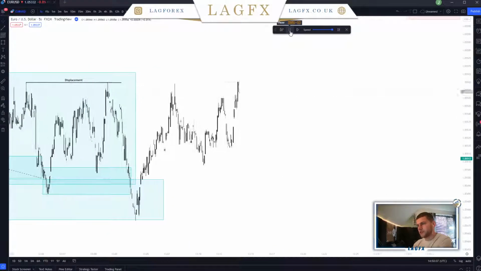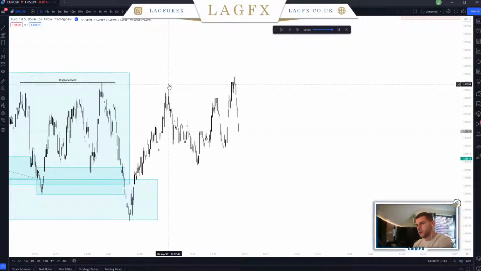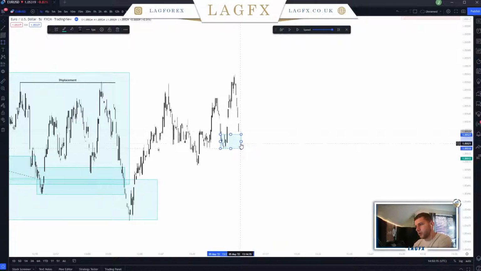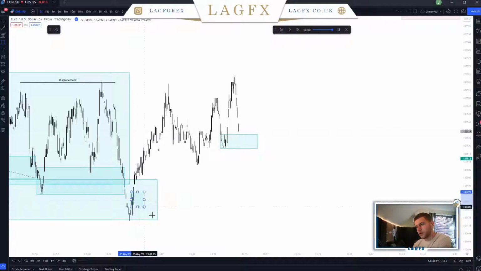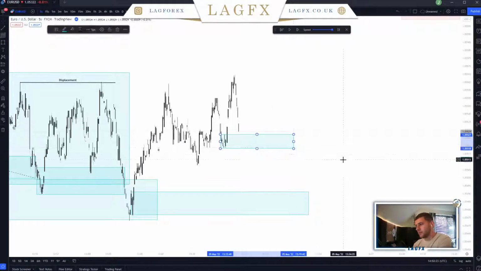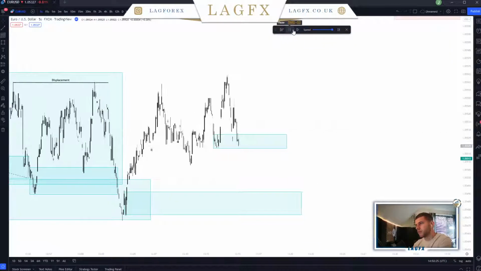Okay, we're trading higher, trading higher. We've broken structure, we've displaced, so we could now look for buy positions from one of two regions. These are the two regions I personally would look at. Let's see if it plays out. It may do, it may not.